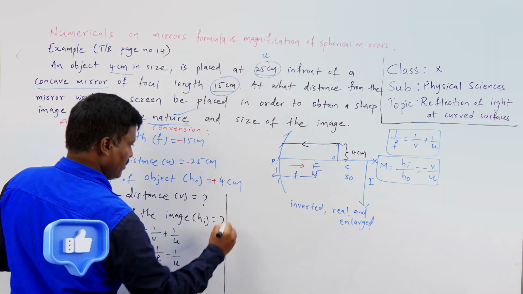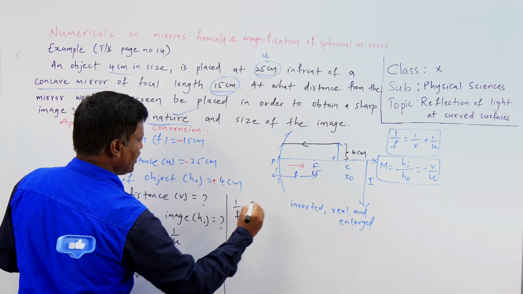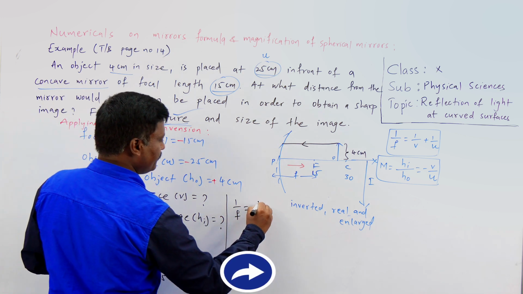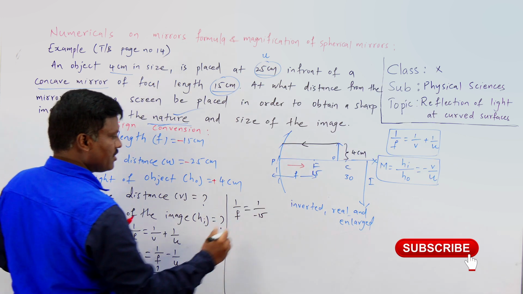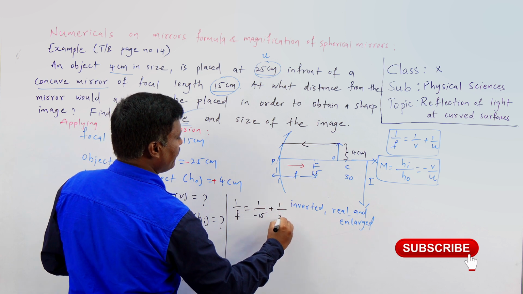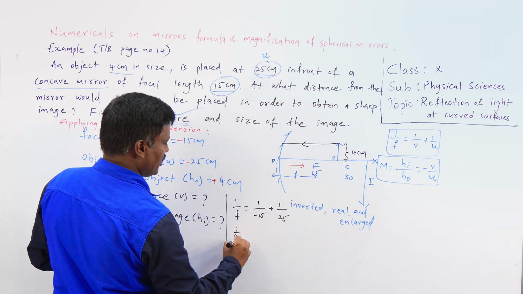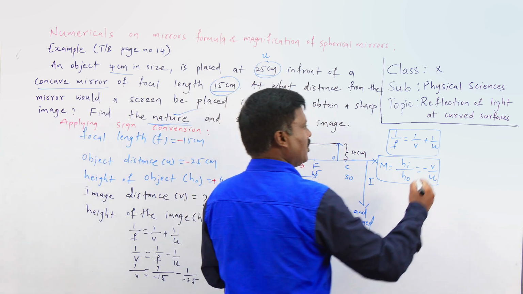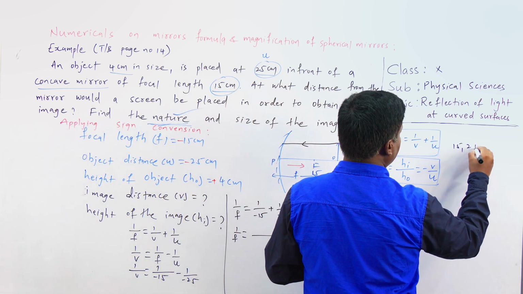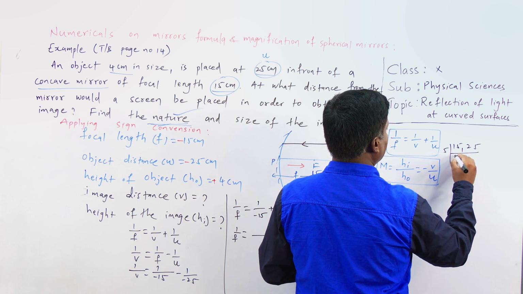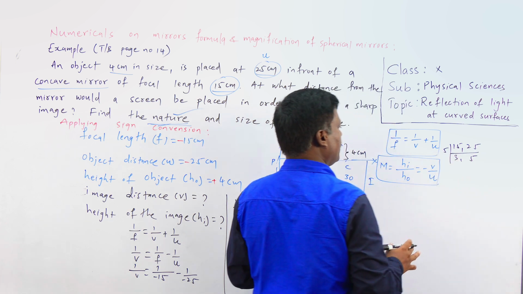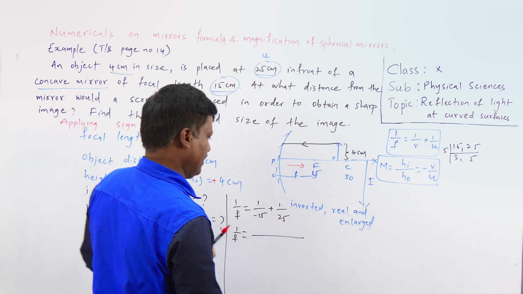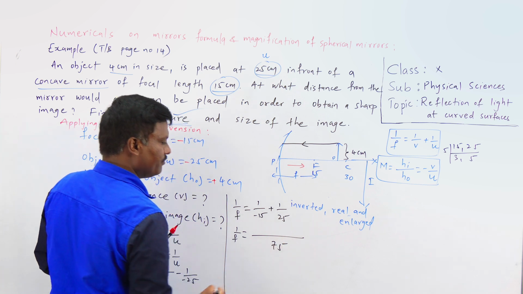Next, 1 by f is equal to 1 by minus 15 plus 1 by 25. Next, 1 by f is equal to the LCM of 15 and 25. What is the LCM of 15 and 25? 5 table: 5 3s, 5 5s. These are the prime numbers. 5 3s are 15, 15 5s are 75. So 75 is the LCM.